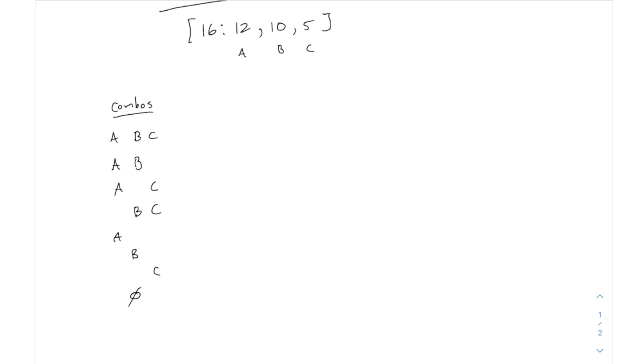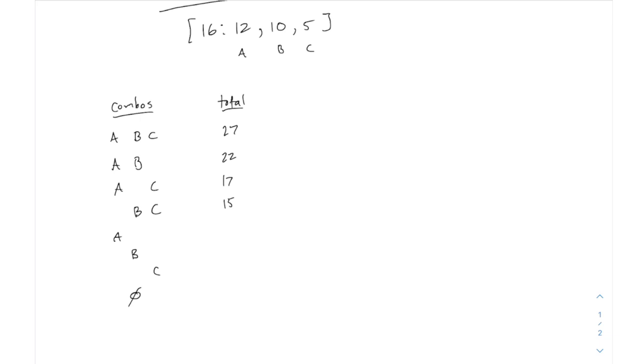And really, we only want to consider the combinations where they actually do add up to the quota. So I'm going to, in each case, add up the total of that combination. If it's A and B and C altogether, that adds up to 12 plus 10 plus 5, which is 27. And that does make the quota, right? The quota is 16 in this case. A and B adds up to 22. A and C adds up to 17. B and C adds up to 15.